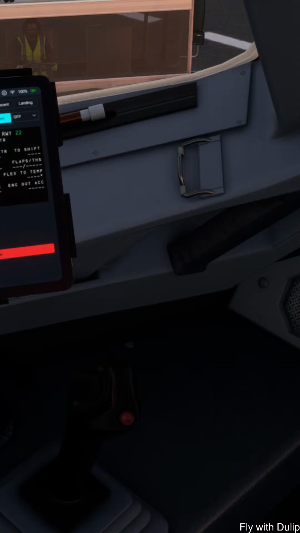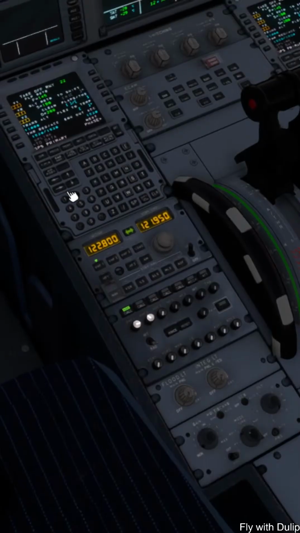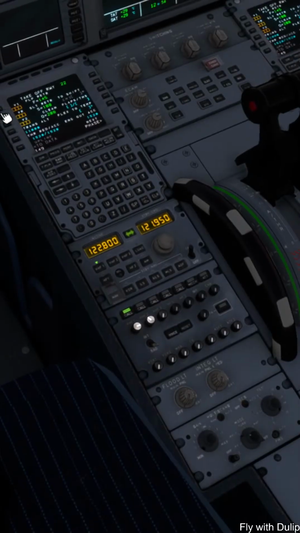Standard configuration: flaps 1+F, thrust flex, anti-ice off, packs on. This configuration is fine. 149, 149, 149. This is the evening service for today.